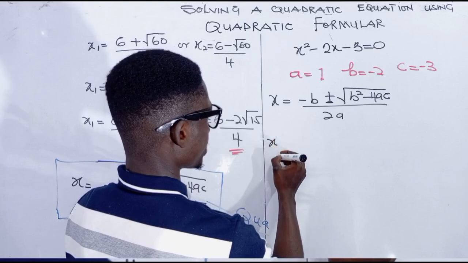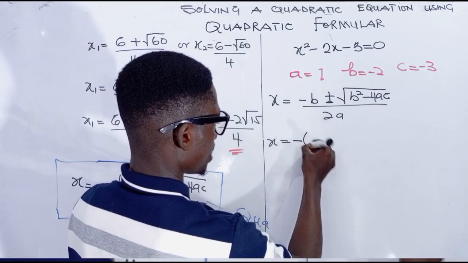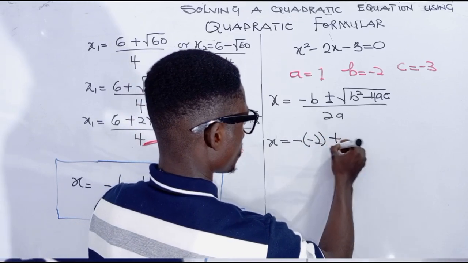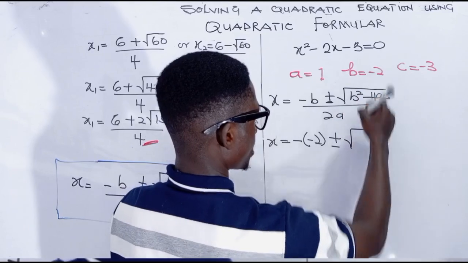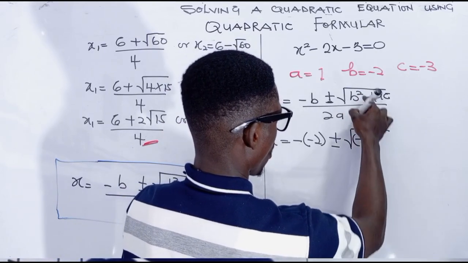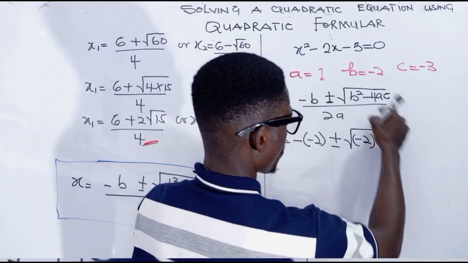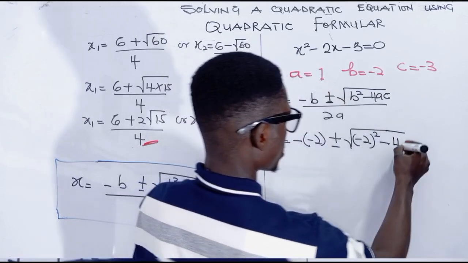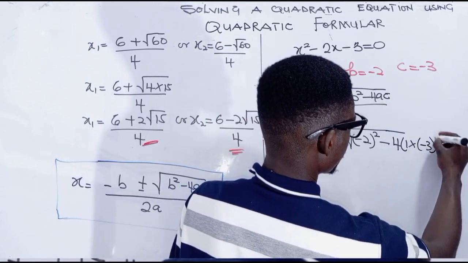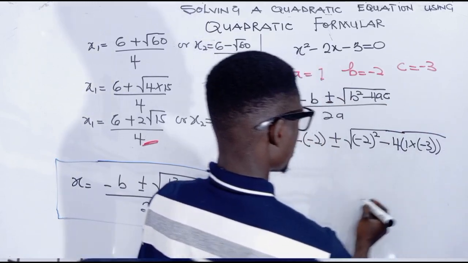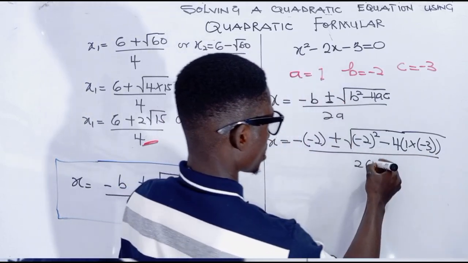So with the quadratic formula, we have x is equal to, our b is equal to minus 2. So we have minus and then minus 2 plus or minus the square root of, our b is still minus 2, so we have minus 2 all squared. Then we have this minus 4. Our a is 1, so we have 1 times our c is minus 3, so we have minus 3. And all of this is over 2. Our a is what? 1.